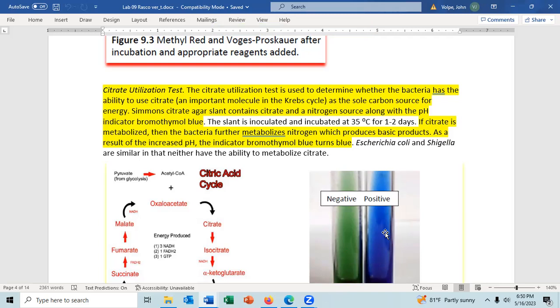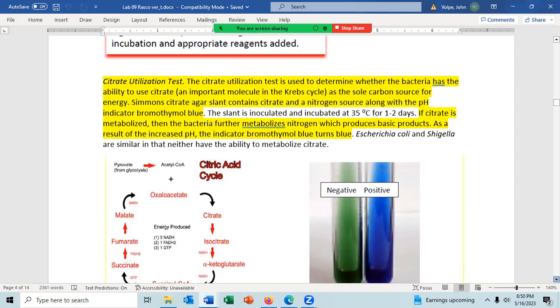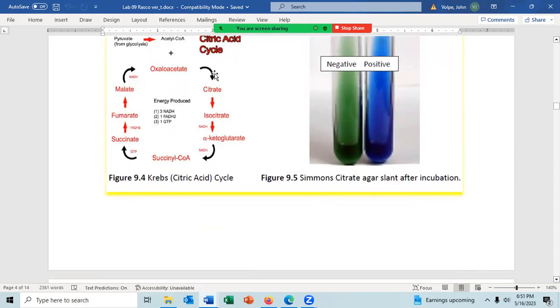And that is citrate positive. If, on the other hand, the microbes cannot metabolize citrate, there will be no carbon source or energy source for the bacteria to grow. So they won't grow, and the tube will remain green in color. So that's citrate negative. All right, just to remind you, citrate is a sugar in the Krebs cycle. And if the bacteria can metabolize it, it'll use citrate in the Krebs cycle.